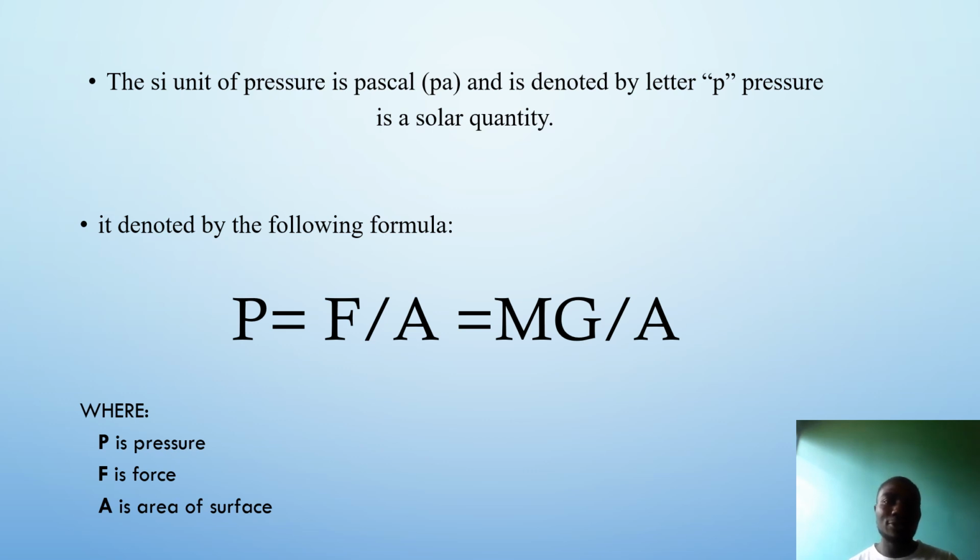The unit of pressure is Pascal, as you already know. It is denoted by the letter P and is a scalar quantity. It is given by the following formula. As you already know, pressure is equal to force over area, or mg over area, where P is pressure, F is force, and A is the area of the surface.